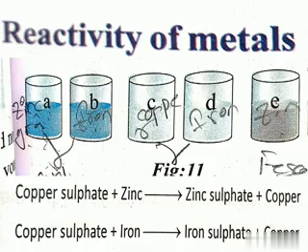Different types of metals take different times to react with water and acids. So now we will observe the reactivity of metals. Take 5 beakers and label them as A, B, C, D and E. In this picture we can observe 5 beakers, so label those beakers as A, B, C, D and E.